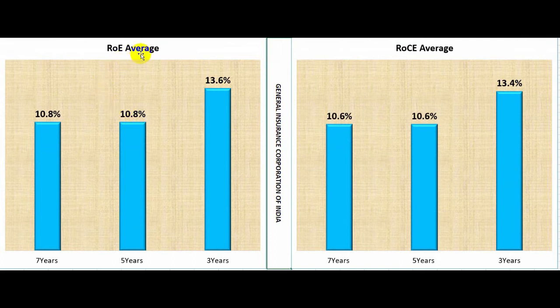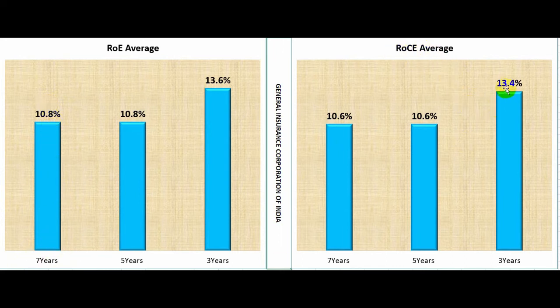Let's look at the average ROE and average ROCE. Over the last 3 years, the average return on equity stood at around 13.6%, and in the last 5 years it was at 10.8%. We should ignore this 7 years because we don't have the data. The calculation in the Excel sheet takes whatever data is available, so we just ignore this for the time being.